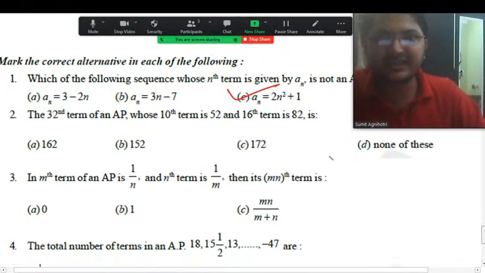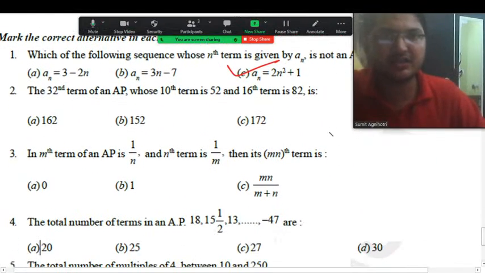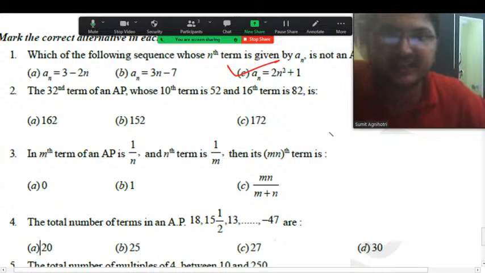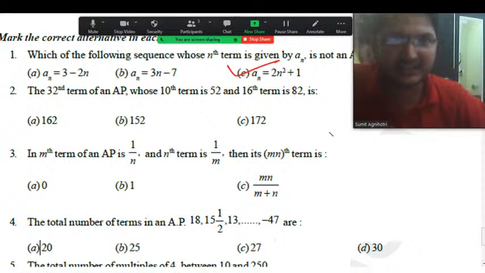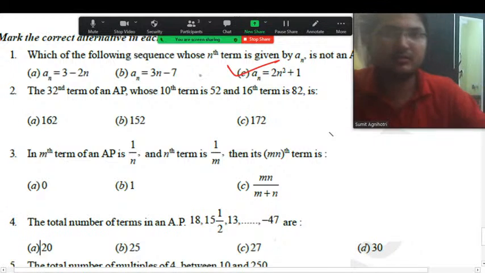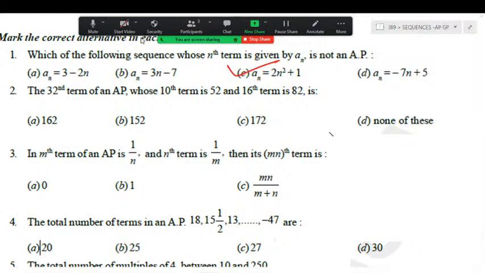Okay, similarly the second question is here in front of you, and I want the answer from your side. We need to determine the 32nd term. We are given the 10th term and the 16th term. The 10th term is 52 and the 16th term is 82.